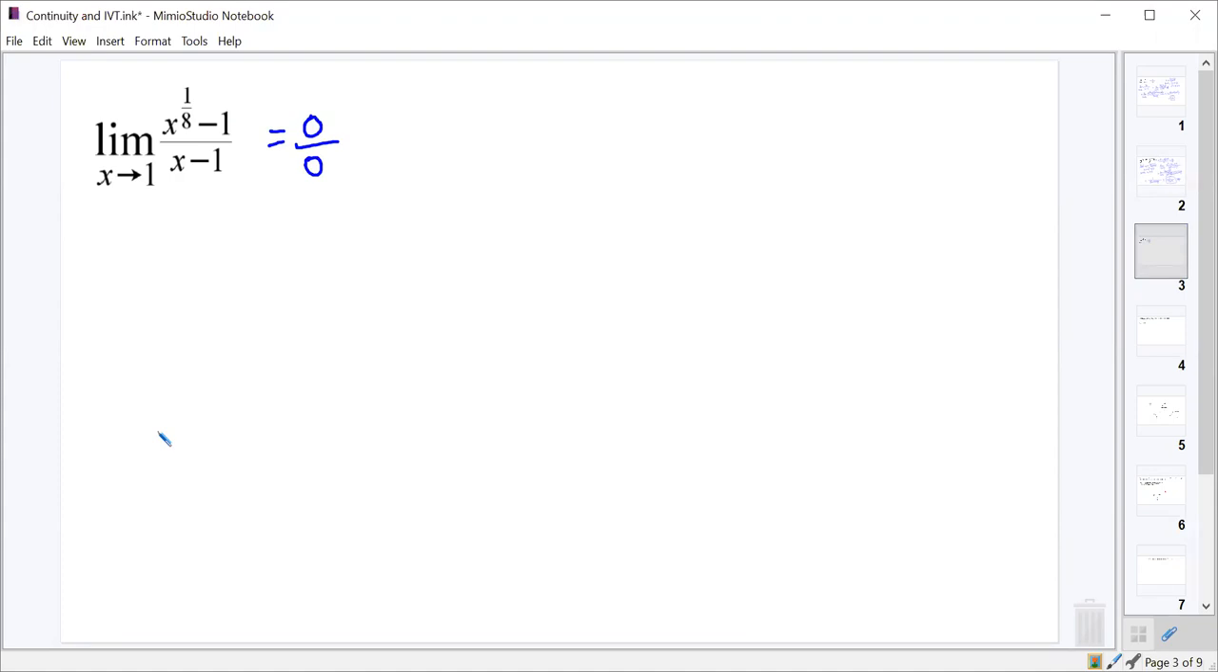What is the thing you don't want to deal with? 1/8 power. Yeah, x to the 1/8 power. Who wants an x to the 1/8 power? Nobody wants to deal with that. So don't deal with it. Let u equal x to the 1/8. If u is x to the 1/8 and x is approaching 1, then what's u approaching?